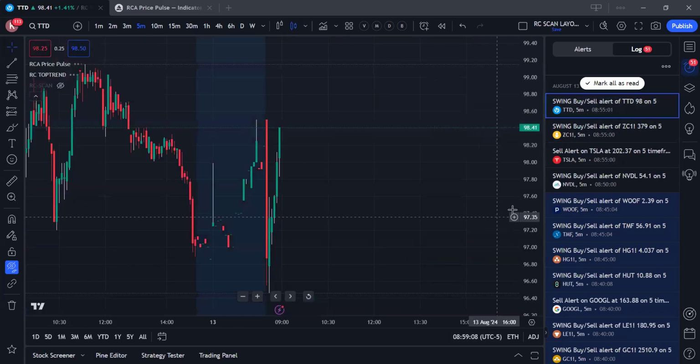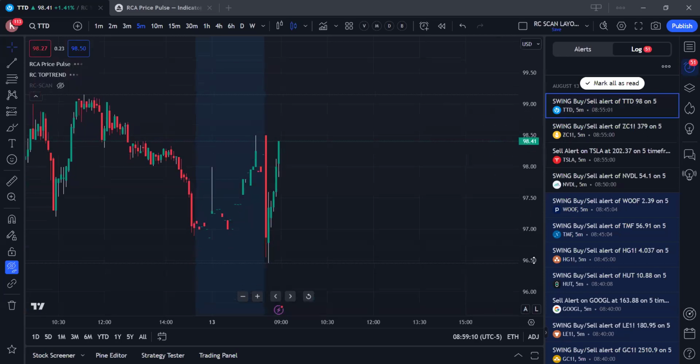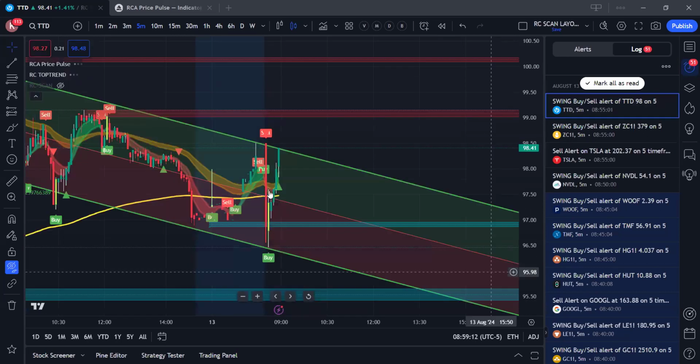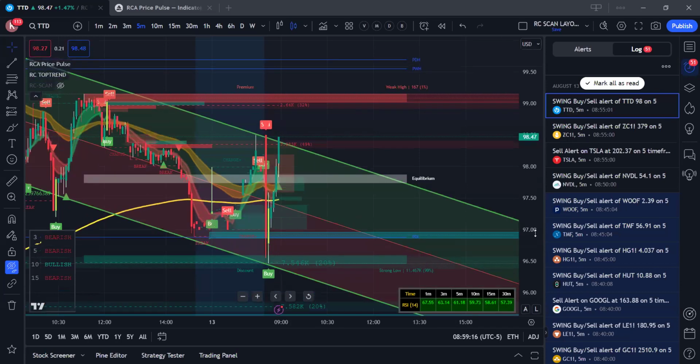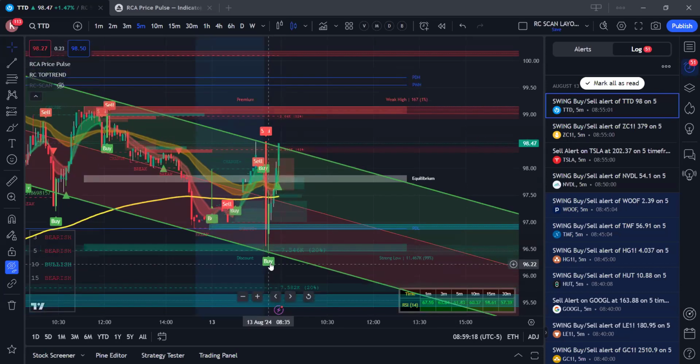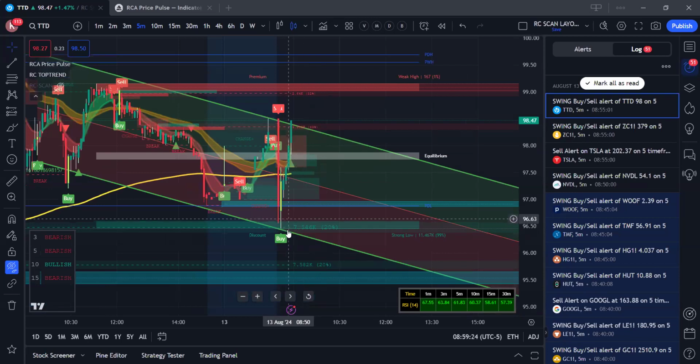Let us look at TTD. We got a buy alert, right? Because the stock is moving up. So here you can see when you got the buy alert around 5 minutes back, this was a huge bullish order block. RSI, everything is green, but it already went to the top of the channel. It may touch this and then start coming back.